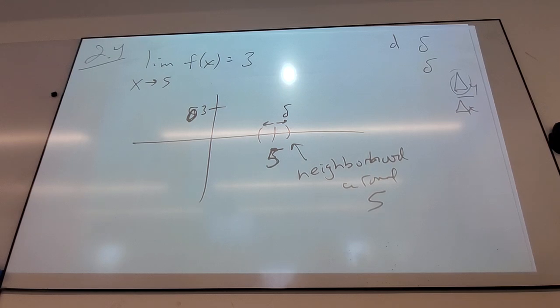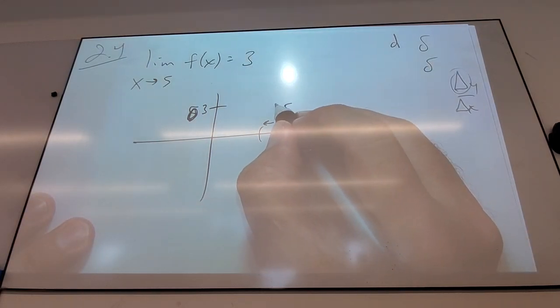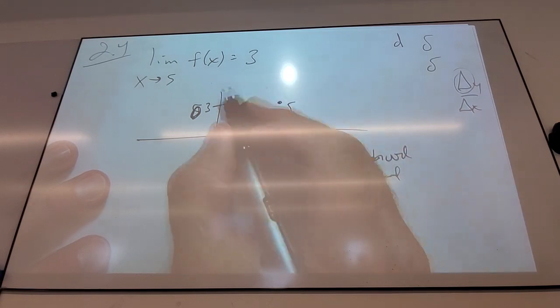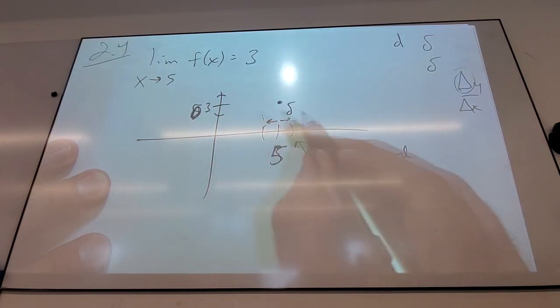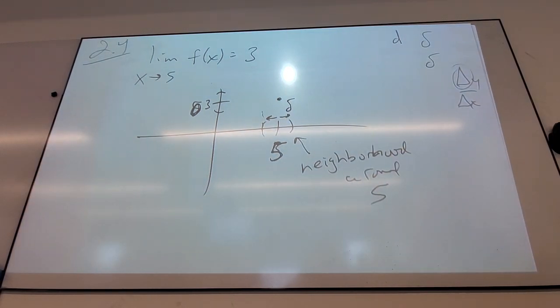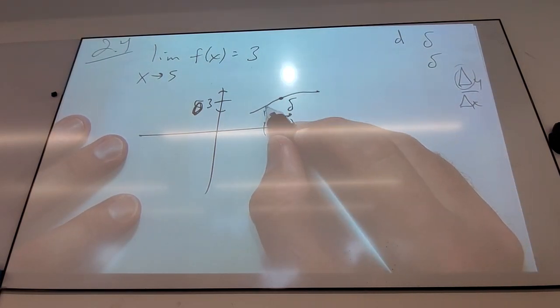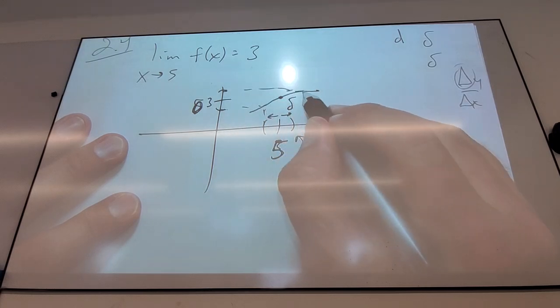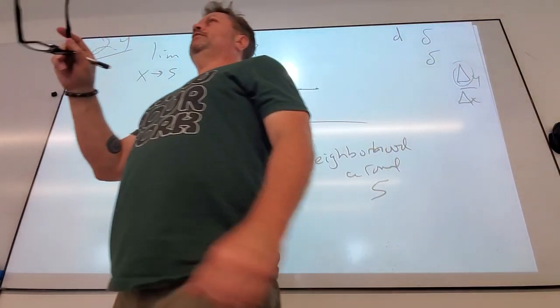So delta is the number that represents how far I go from 5. Here's the idea: if the limit really is 3, then however close someone wants me to get to 3, I can figure out a little neighborhood around 5 that will always get me that close. For example, my function could be doing this kind of thing. If I use this, I'm always within this little box here. I have a better thing that a computer can draw. My drawings leave a bit to be desired.